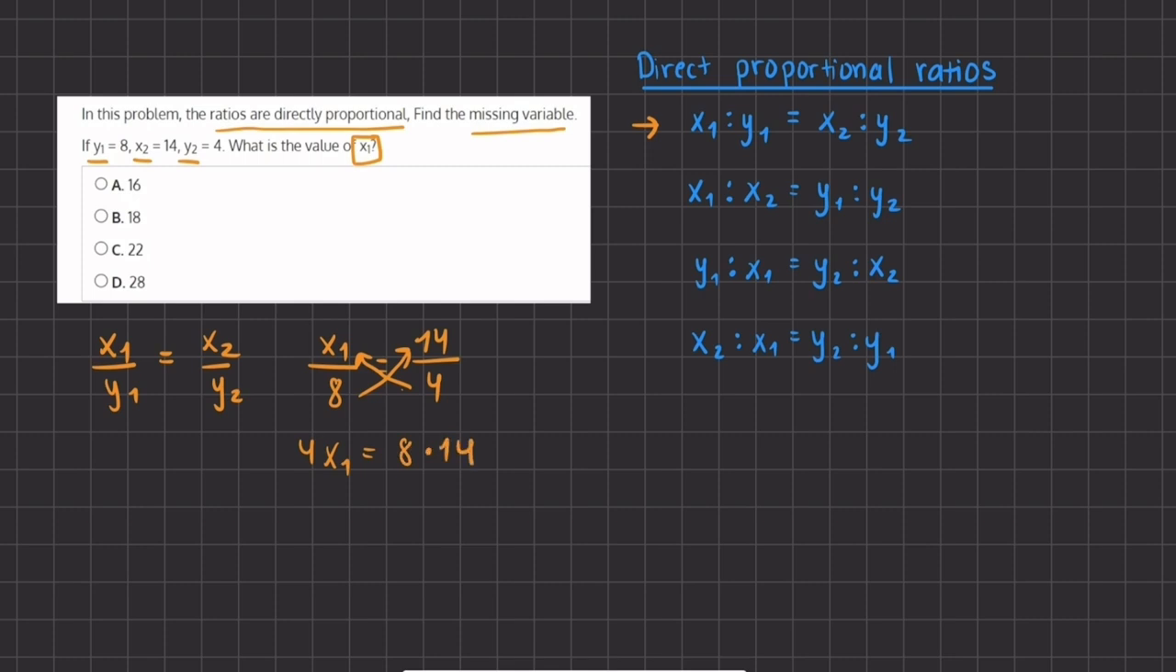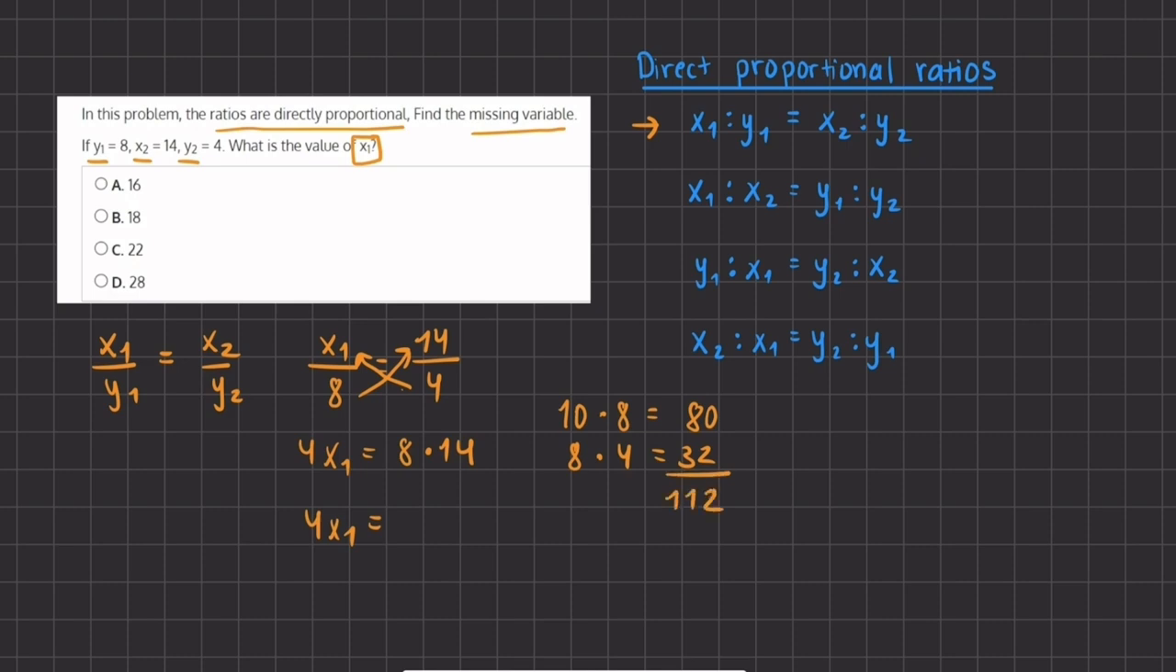Alright, so now let's simplify. We have 4x1 equal to 8 times 14. Now in order to solve this multiplication problem, you can do 10 times 8, which is equal to 80, and you have 8 times 4, which is equal to 32, and once you add them together, you get 112.